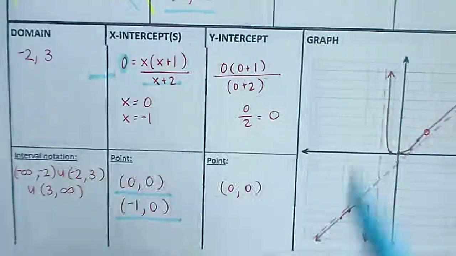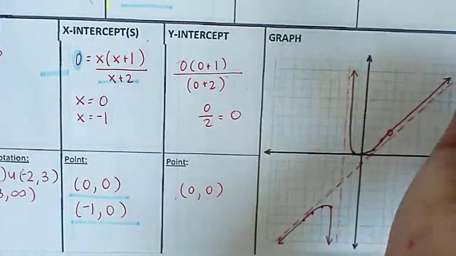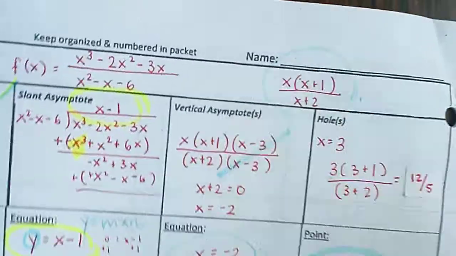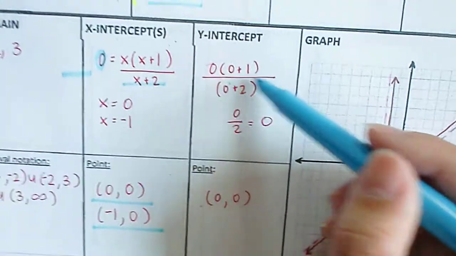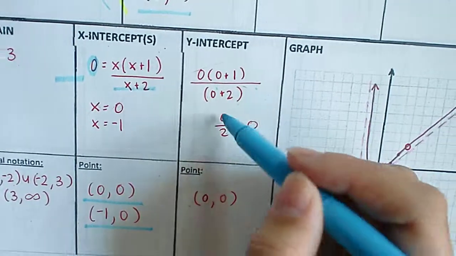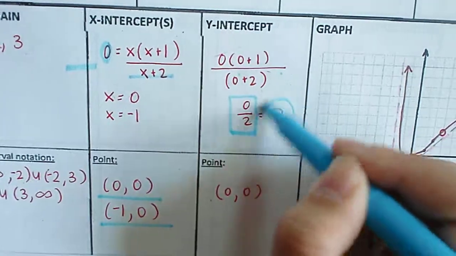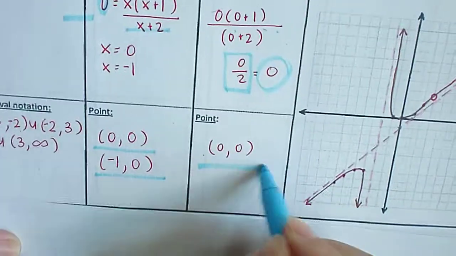To find the y-intercept, we'll replace all the x's with zeros in the simplified equation. When we do this, it gives us 0 times 0 plus 1 over 0 plus 2. When we solve for this, it will be 0 over 2, which is 0. So our point is (0, 0).